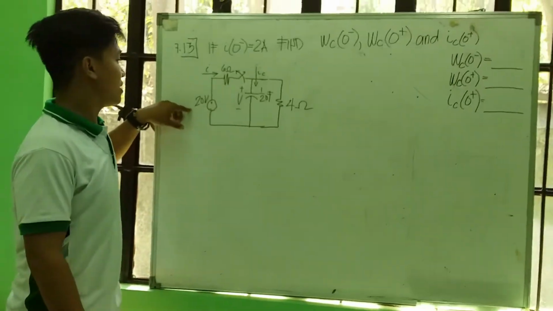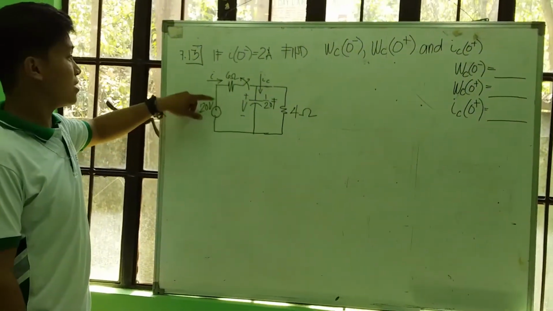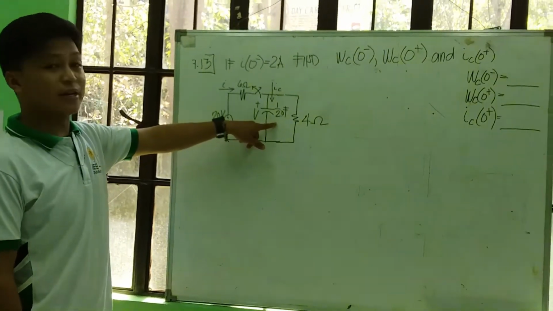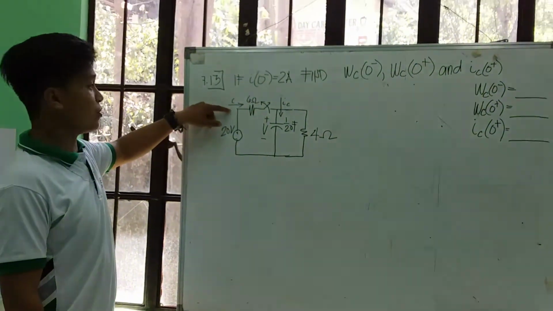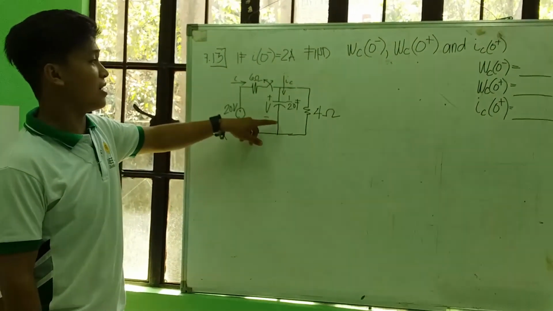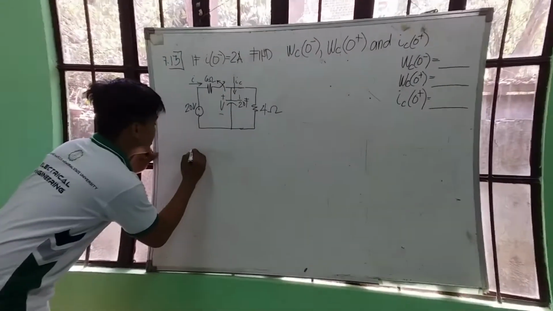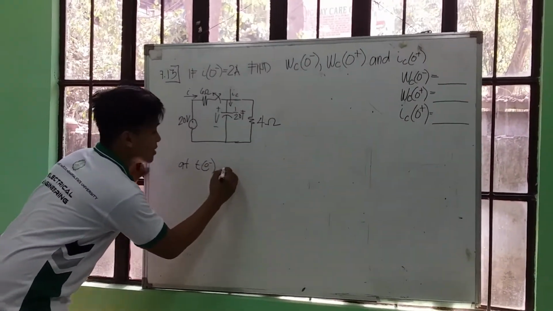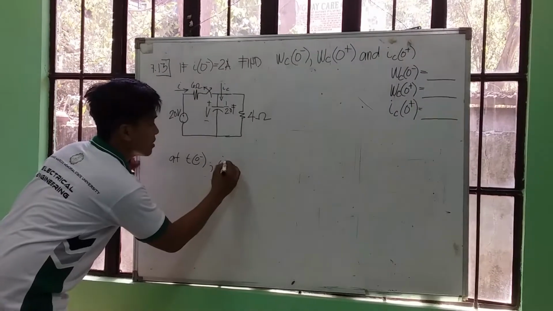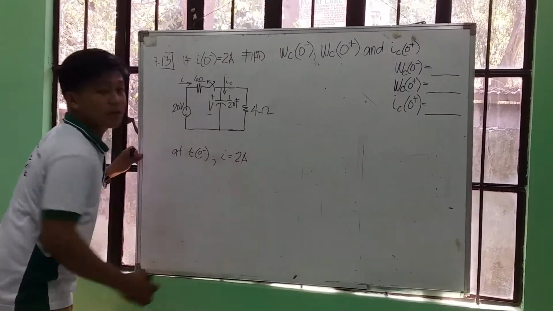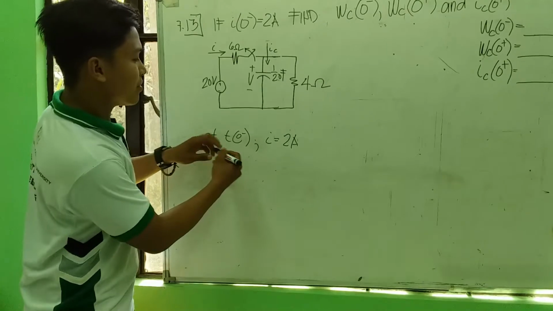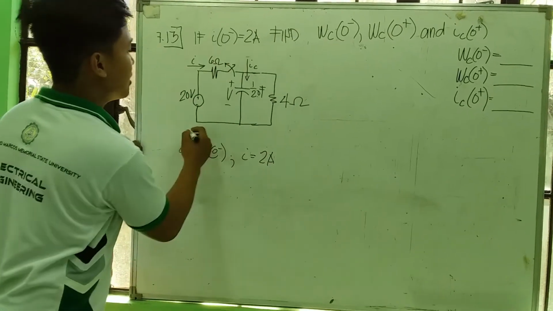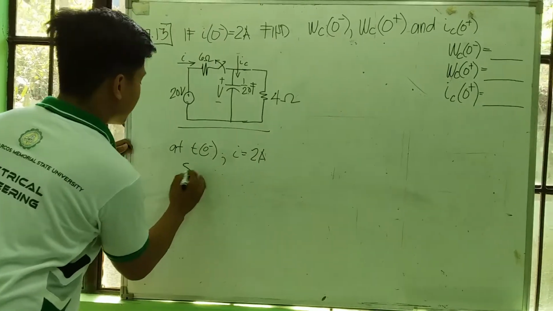For the given figure, our source is 20 volts, our resistors are 6 ohms and 4 ohms, and our capacitor is 1/20 farad. The current at the 6 ohm resistor is I, and the current at the capacitor is IC. At time t equals 0 negative, our current equals 2 amperes. If at time t equals 0 negative I equals 2 amperes, then this circuit is at steady state.